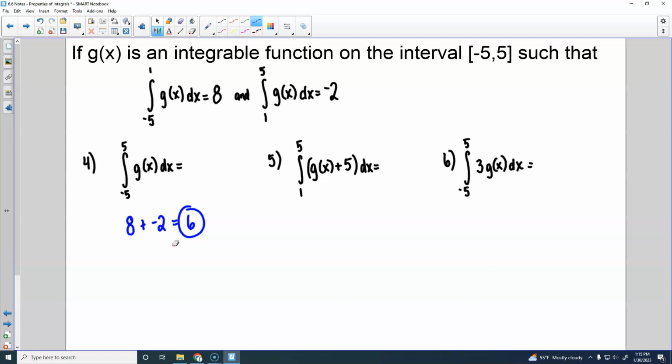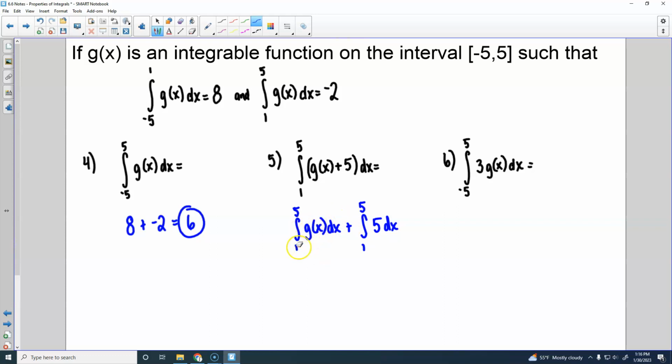Number 5 is a little bit different. It asks us to find the integral from 1 to 5 of g of x plus 5. So they're adding 5 to our function here. So we can break these apart. We can write this as the integral from 1 to 5 of g of x dx plus the integral from 1 to 5 of just that 5 dx. And remember that dx just tells us we're taking the integral with respect to x, so we just need it with each problem, but it really doesn't do a lot as far as what we're dealing with here.